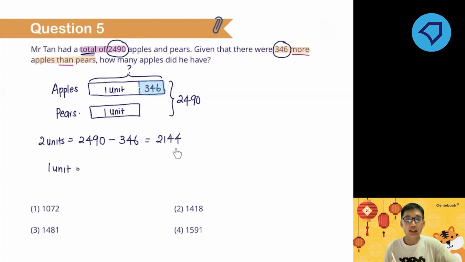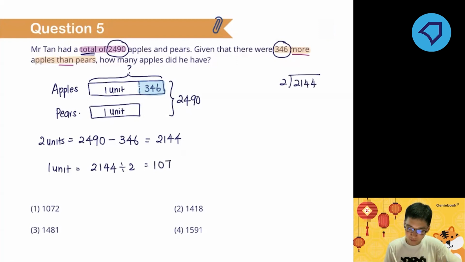So now that we have found two units, how then do we find the value of one of those units? So we divide. We take 2,144 divided by 2. We'll perform your long division for this, which isn't that difficult, because the numbers are pretty easy to divide by. So you should get 1,072. But that's not the final answer.